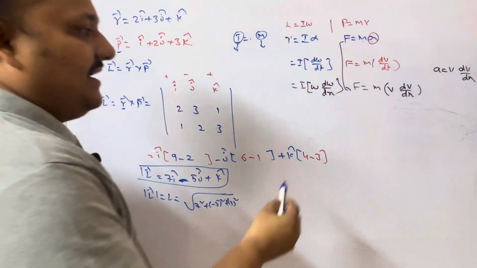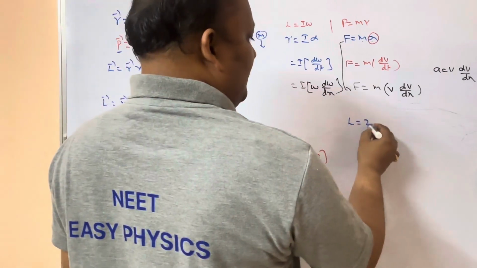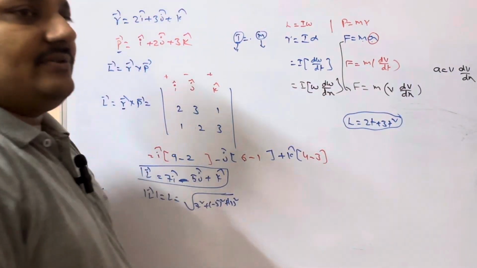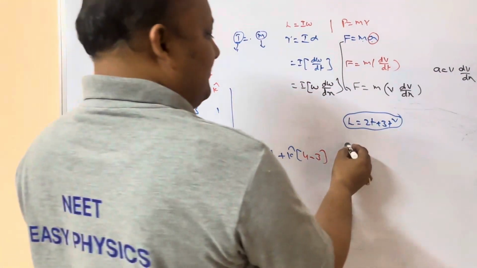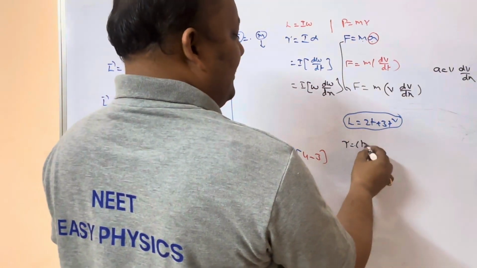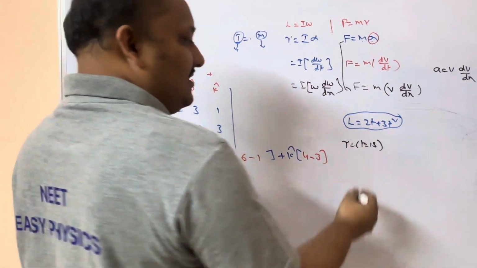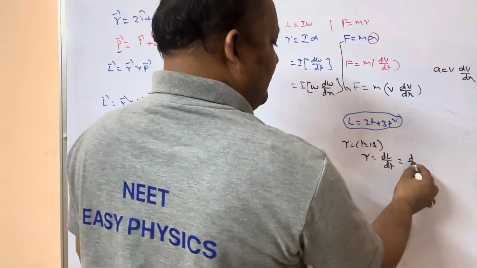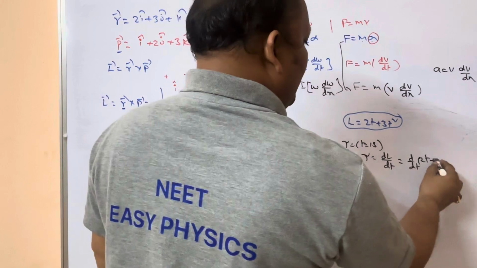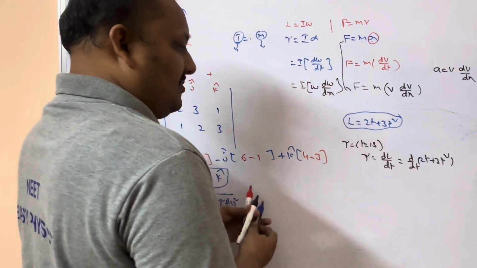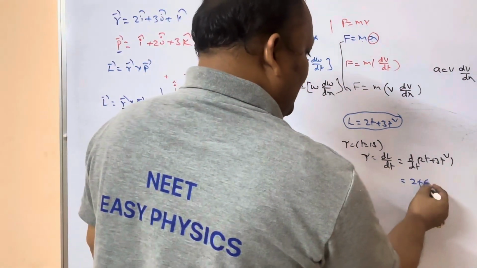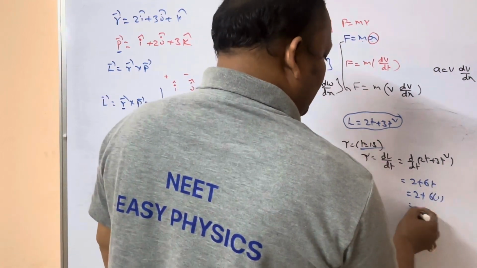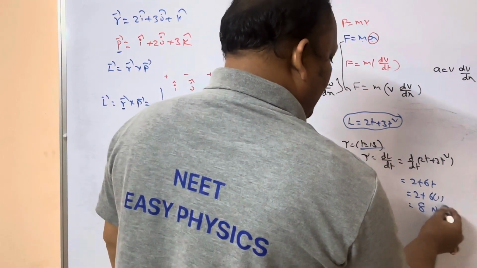Next, they will give angular momentum. L is equal to 2t plus 3t square. It is changing with respect to time. What is the torque acting at t equal to 1 second? What is the torque formula? Tau is equal to dL by dt. So d by dt of 2t plus 3t square. How much will you get? So 2 plus 6t, at time 1 second, 8 Newton meter.